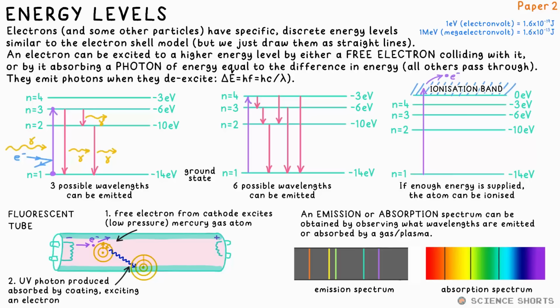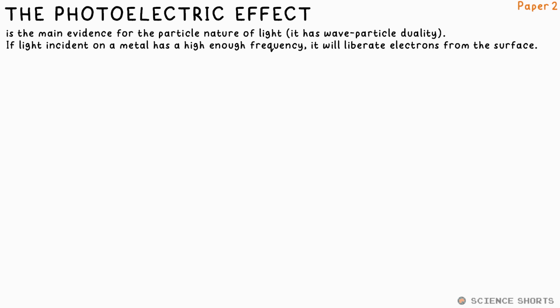It raises one of the electrons in the coating to a higher energy level, and then it de-excites via multiple levels, emitting lower frequency visible photons instead. We say photons have wave-particle duality. The photoelectric effect is the main piece of evidence that light acts like a particle.